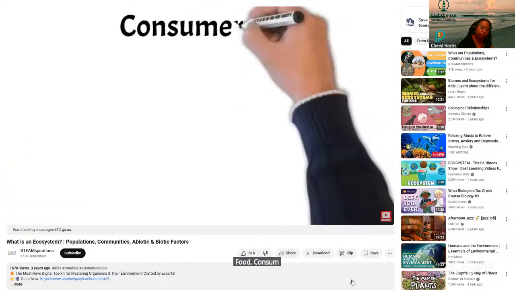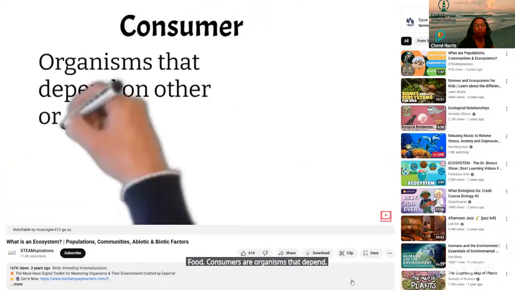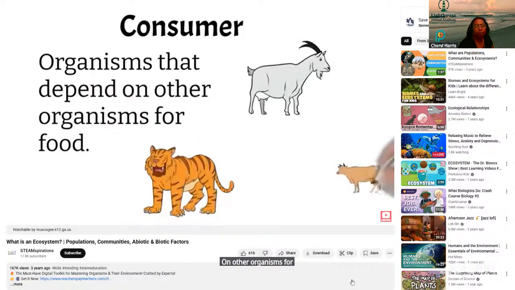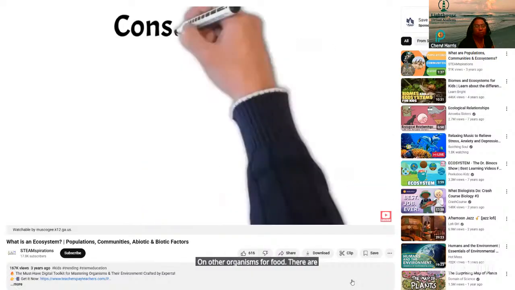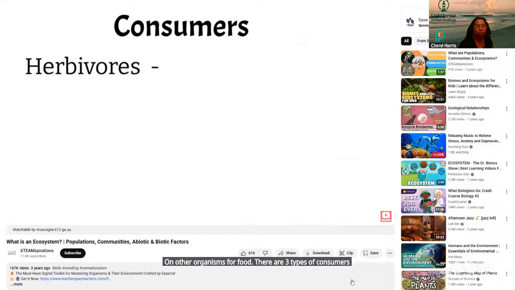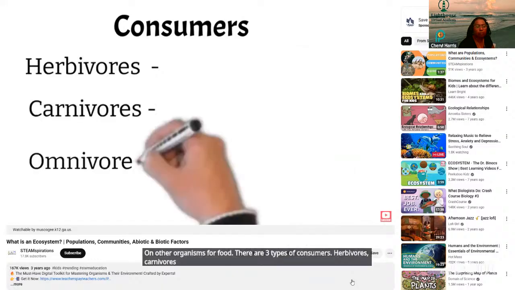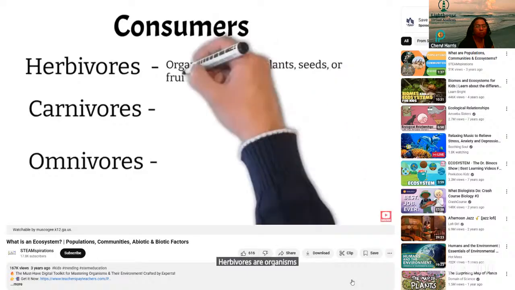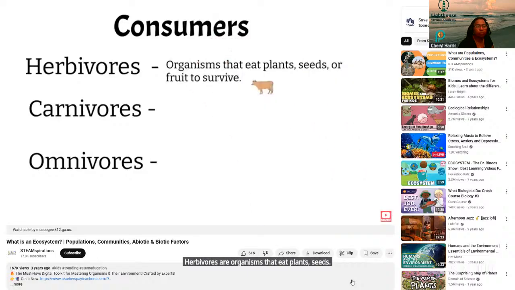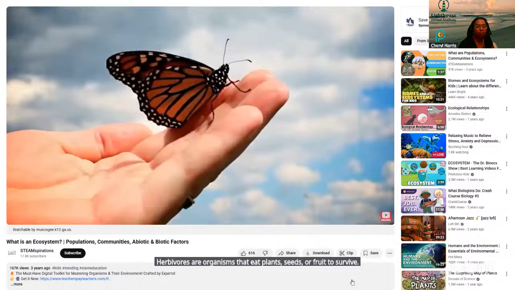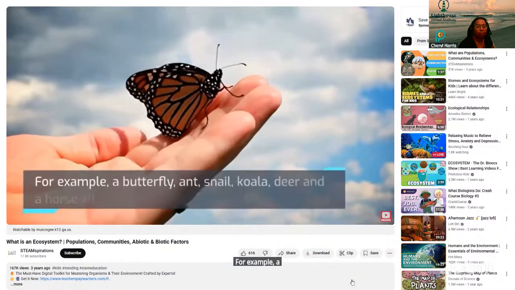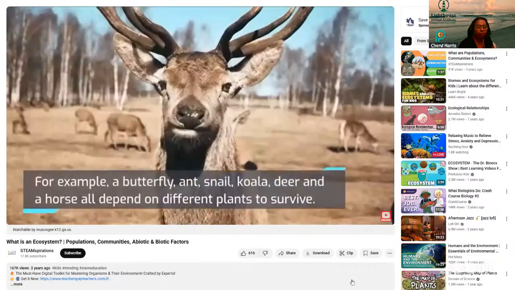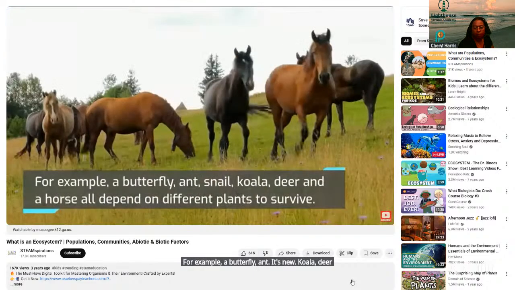Consumers are organisms that depend on other organisms for food. There are 3 types of consumers: herbivores, carnivores, and omnivores. Herbivores are organisms that eat plants, seeds, or fruit to survive. For example, a butterfly, ant, snail, koala, deer, and a horse all depend on different plants to survive.